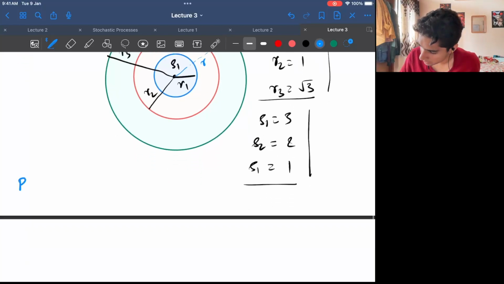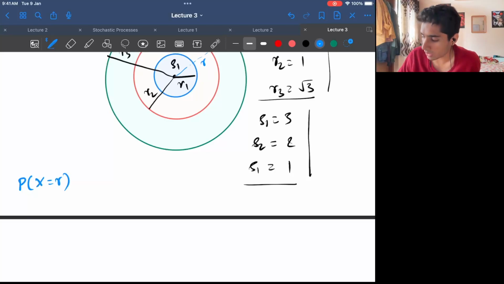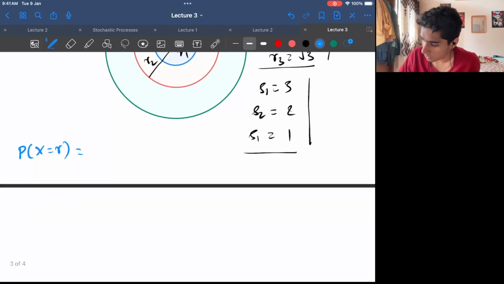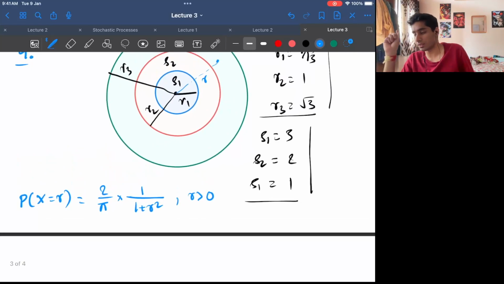The probability that you hit a dart and the dart lands at a distance r from the center, so the probability of x equal to r, is given to you. That is 2 by pi into 1 over 1 plus r square, where r is greater than 0. So basically, the probability that you hit a dart and the dart lands at a distance r from the center is given to you. That probability is this quantity.